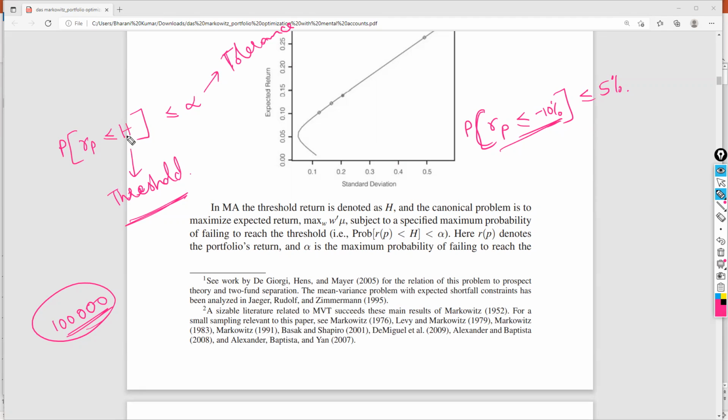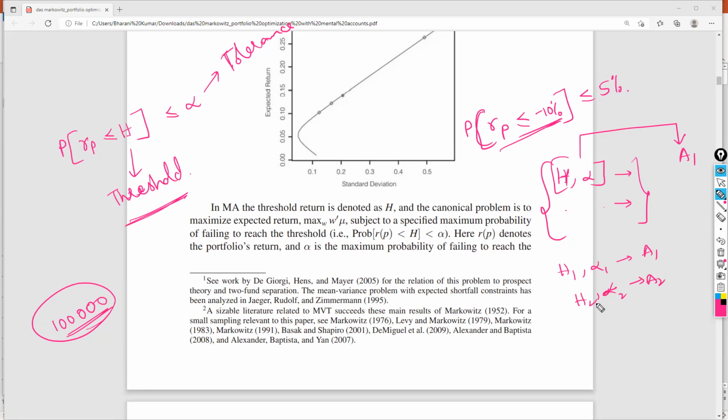And then the folks here, Sanjeev Das and Harry Markowitz, decided that using these H and alpha values on return, they asked a bunch of questions. And using these two, they could come up with A values. So H1, alpha 1, A1; H2, alpha 2, A2. In that way, they came up with some values.